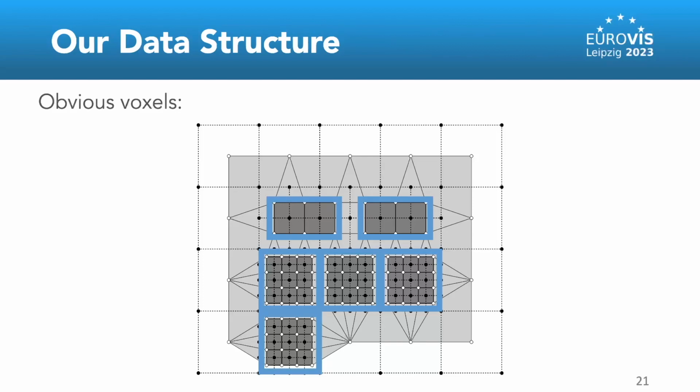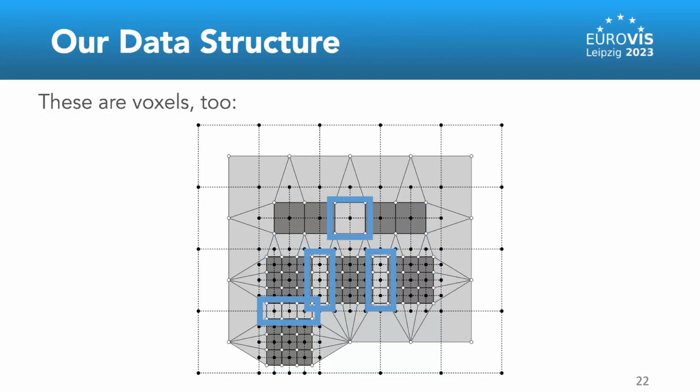So the question is now, how do we identify the voxels that are voxels, but that are located at the boundaries? And this is actually pretty simple. These voxels here, as you can see, they have vertices, and the vertices are the cells of the original grid.